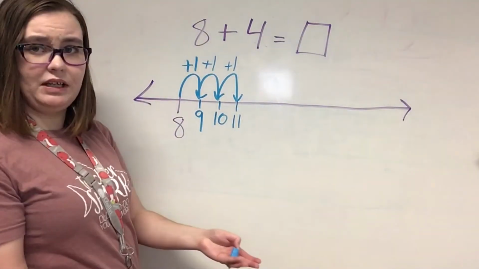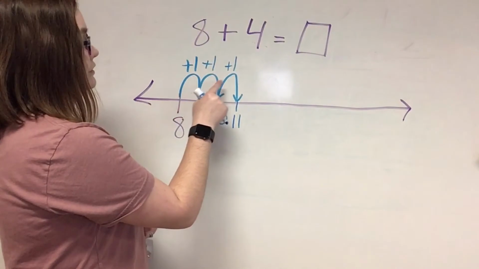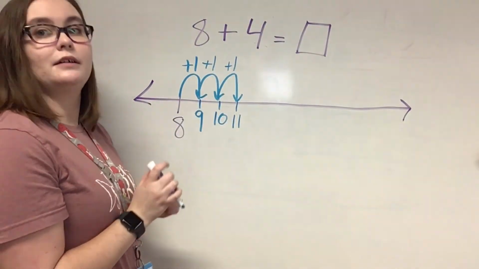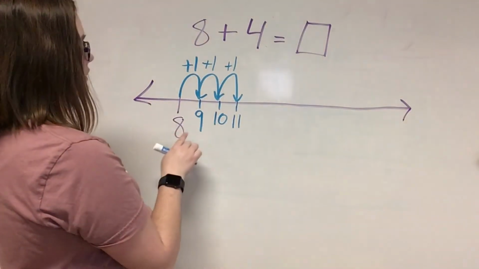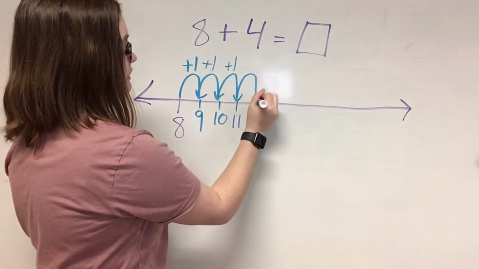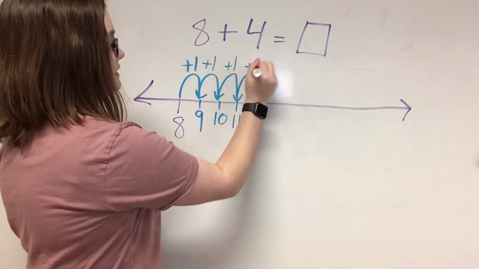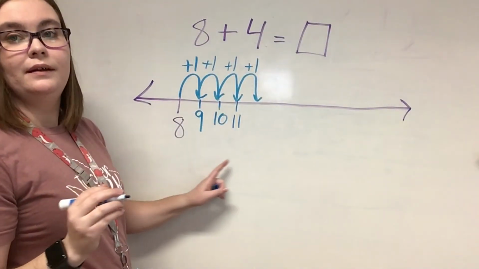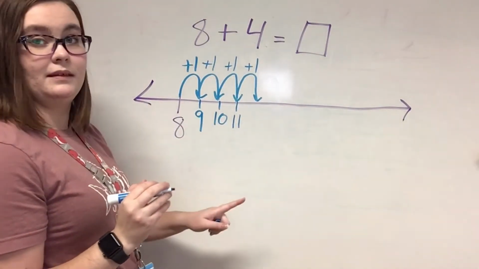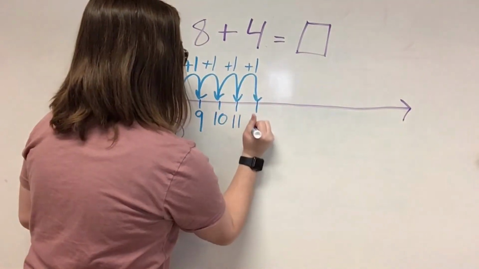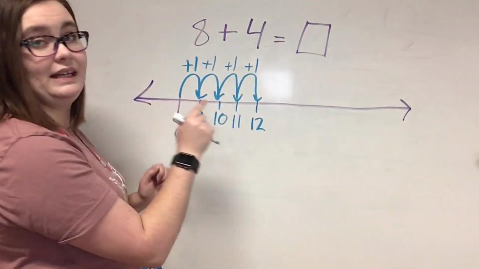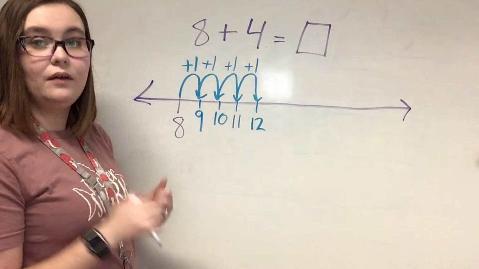How many jumps have we gone? 1, 2, 3. 3 is not the same as 4, so I better keep going. So, we're going to do another jump of 1, because that is what we decided to do. Keeping our jumps the same size. 8 and 4 more is 12. Good job. You could also ask yourself, 11 plus 1 is 12.